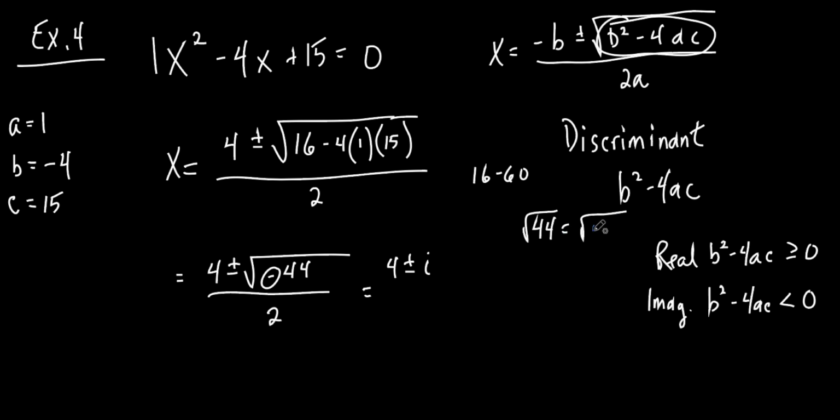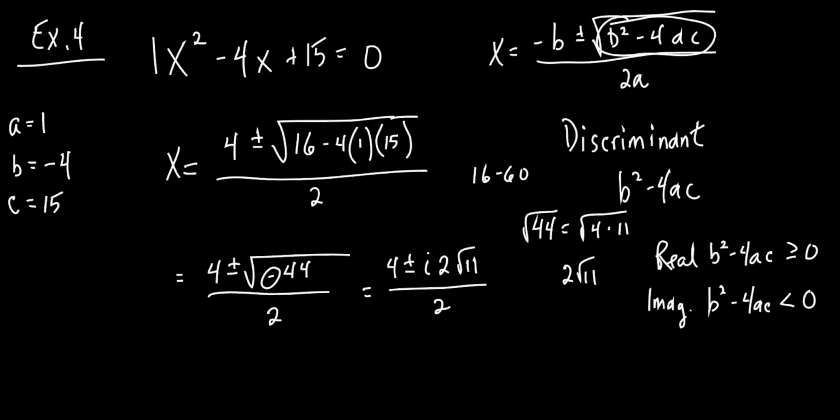That's the square root of 4 times what? 11. What's the square root of 4? It's 2. Square root of 11. See that? So the square root of 44 is just 2 square root of 11. So we could just write 2 square root of 11, and that's all over 2. Looks like it's simplified, but it's not. Why? Because everything's being divided by 2.